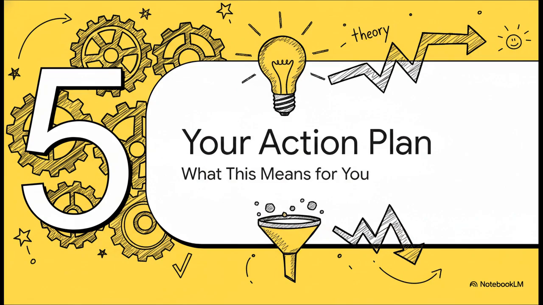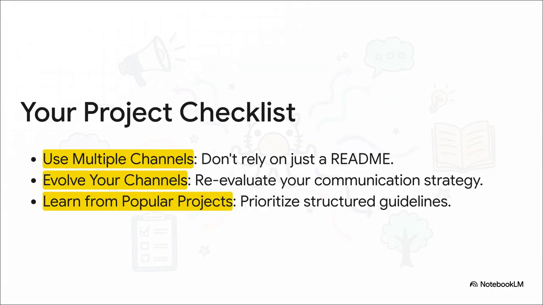All right, we've gone through the theory, the tools, and the trends. So what does this all mean for you and your projects? Let's boil it all down into a super simple action plan. Here you go, a 3-point checklist. First, use a mix of channels. Don't just throw everything into a giant README and call it a day. Second, keep up with the times. The best way to communicate is always changing, so take a look at your strategy every once in a while. And third, if you want your project to grow, learn from the big ones. Create clear, structured, explicit guidelines.